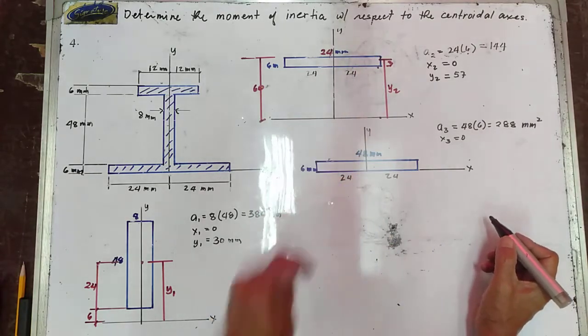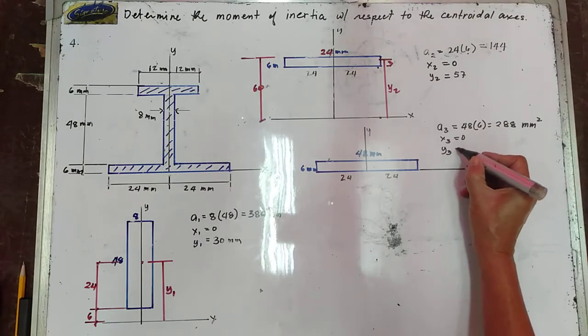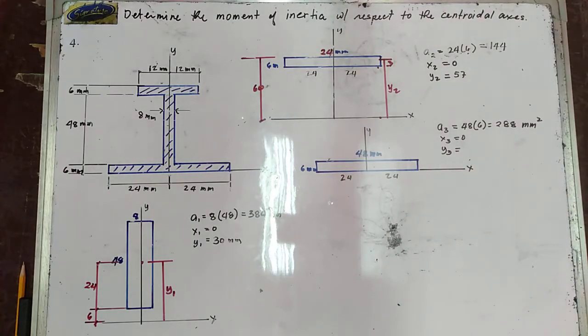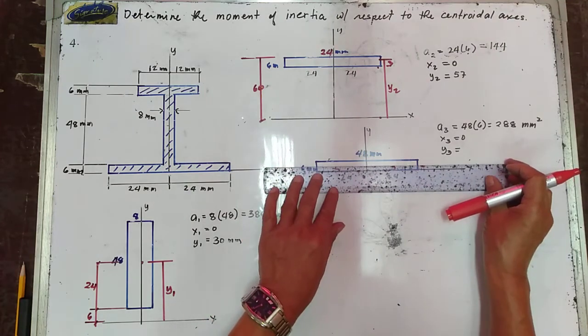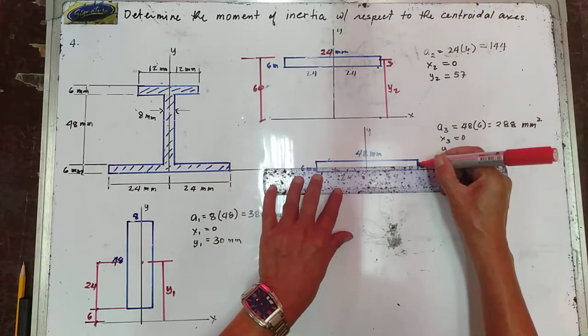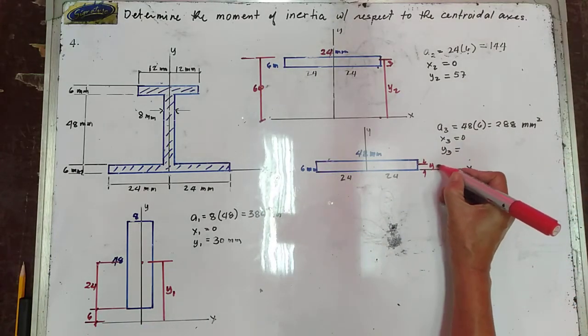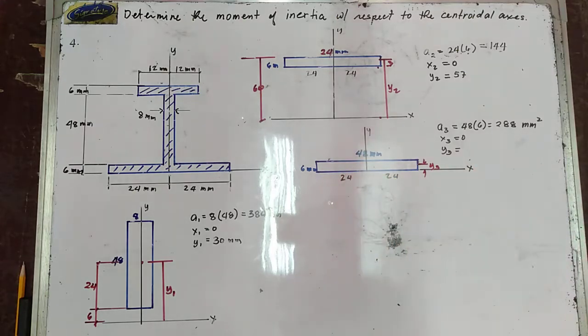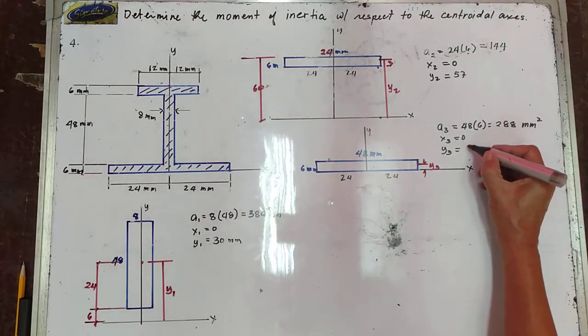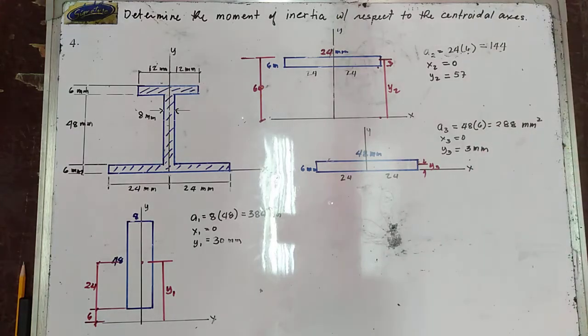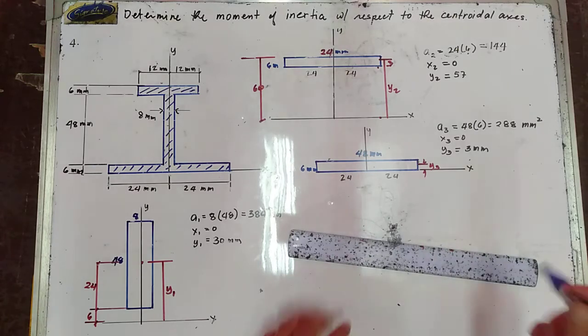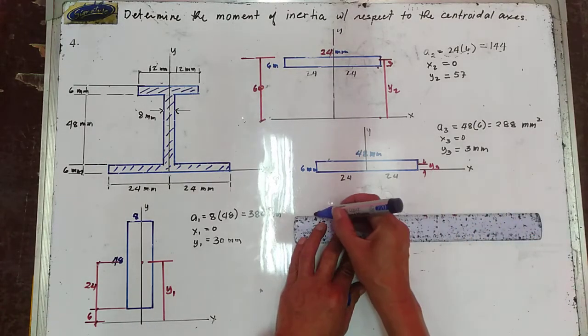So your x3 again is equal to 0 because the y-axis is within the centroid of the area. So this is your y3 from the centroid. And that one is 6 over 2, or that is equal to 3 millimeter. So let us try to determine now the centroid of the area. I'm just going to tabulate it in here.